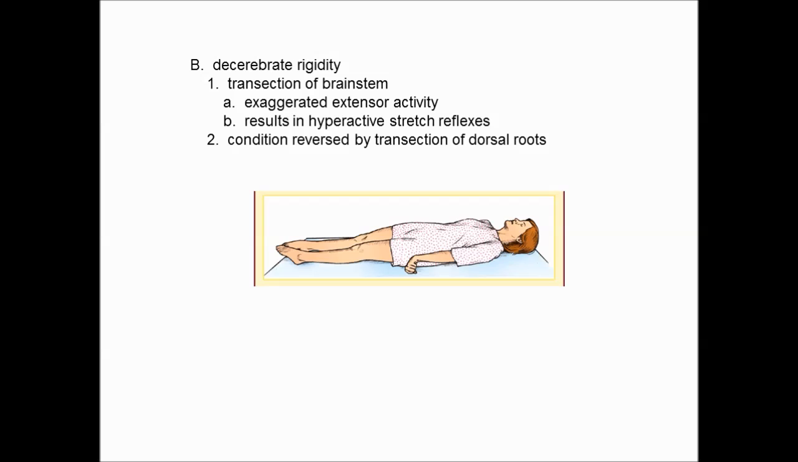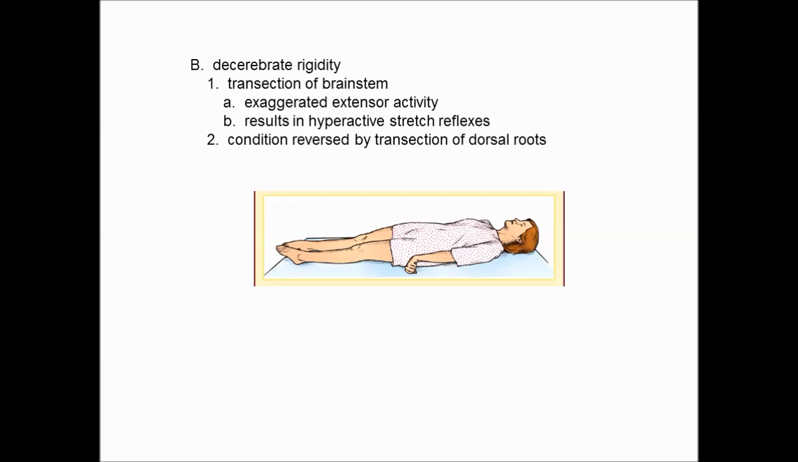If you transect much higher than the cord, up in the brainstem, you'll have exaggerated extensor activity. It's called decerebrate rigidity, and it's due to these stretch reflexes that become ridiculously hyperactive. The only way to stop this person from being in the seizure condition is to cut dorsal roots to denervate these muscle groups.